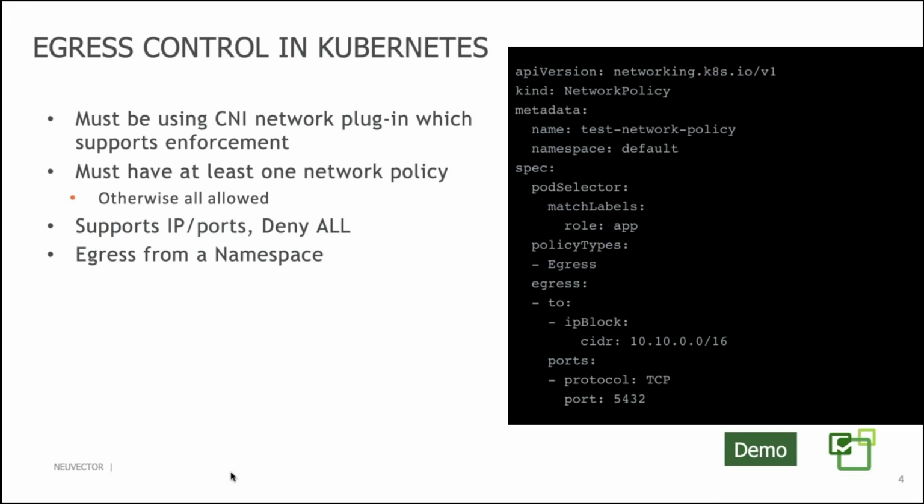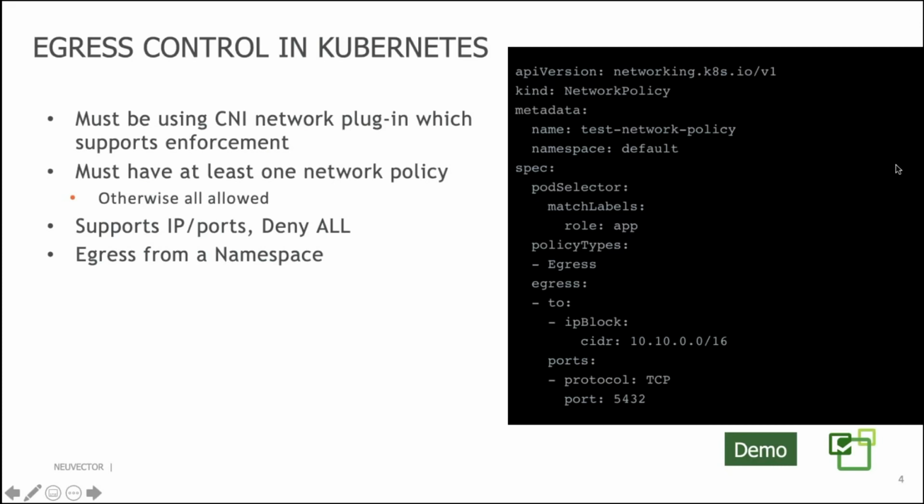And the default is that all pods can egress the cluster, but once you implement a single network policy, that starts to enforce egress control in Kubernetes. And in Kubernetes, you can create egress control rules based upon destination IP addresses and ports, or you can just block all egress. And as I mentioned, egress in a Kubernetes context is really egress from a namespace and going outside of a namespace. So it's a namespace-based policy.